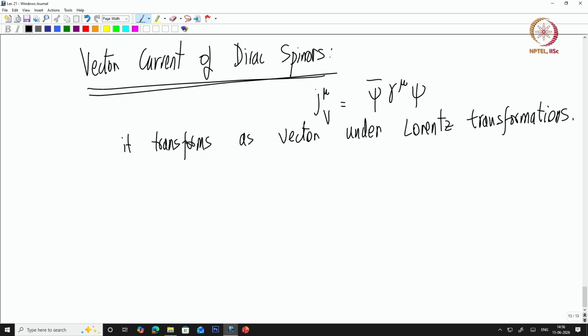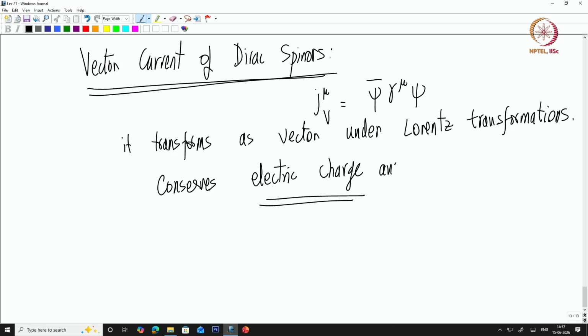Now this current is very interesting and it has some properties. This property is essentially conservation of electric charge and electric current. It conserves electric charge and currents.